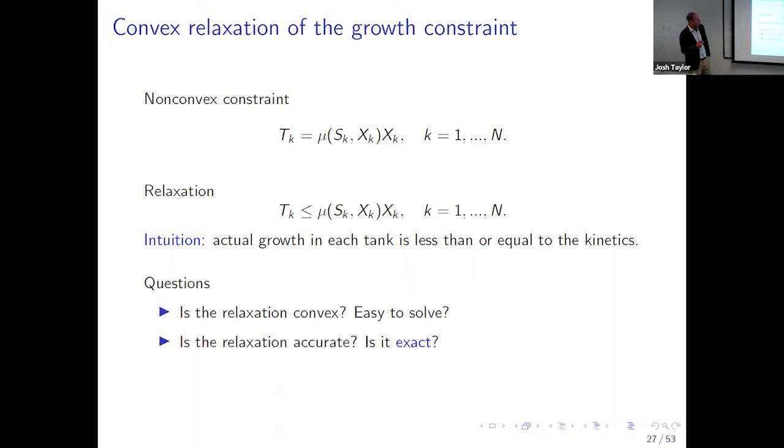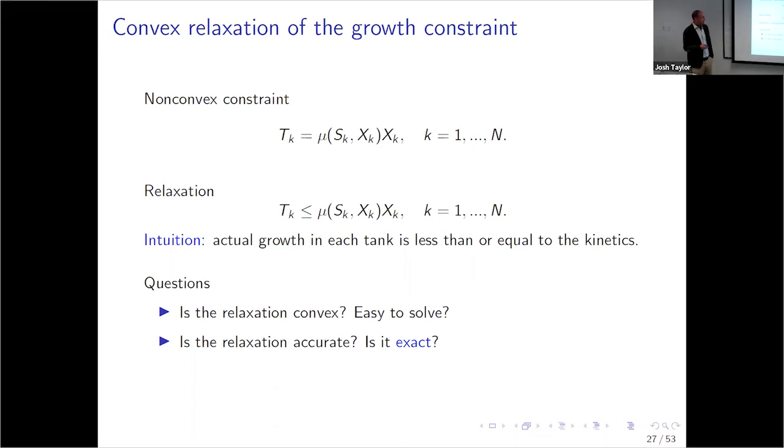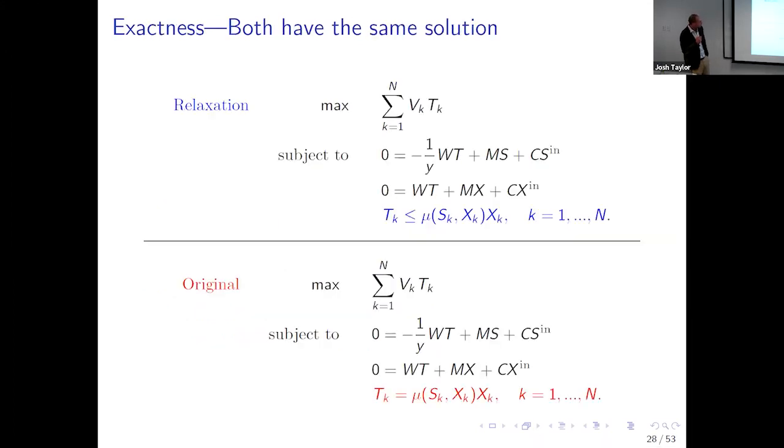So we immediately have two questions. One, is there a benefit from making this relaxation? Is it actually convex or just a relaxation? And does it make the problem easier to solve? And two, what is the price we pay? How much accuracy, how much information have we lost from the original problem that we care about?